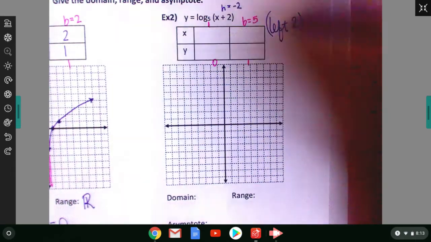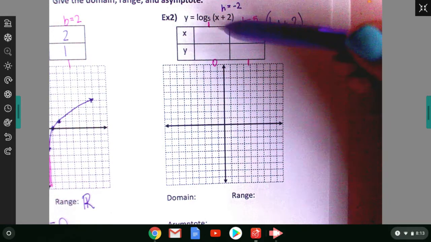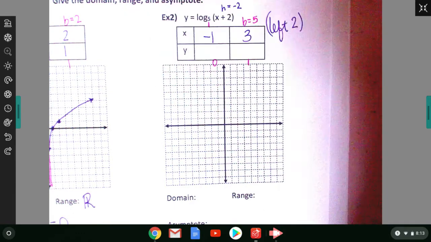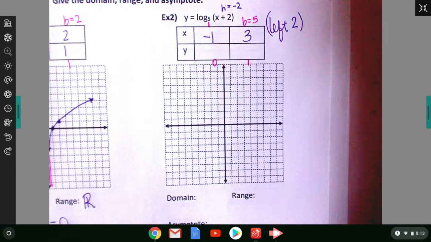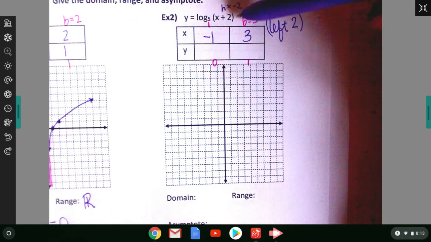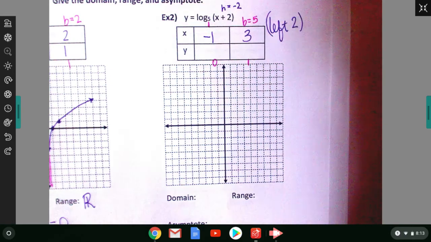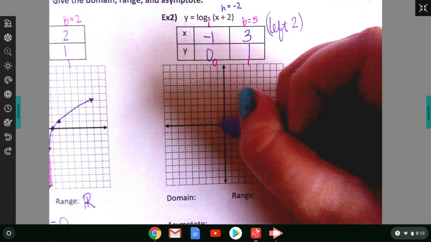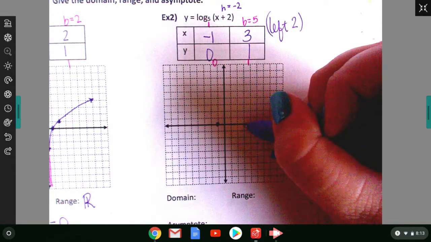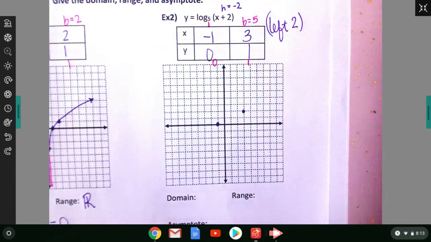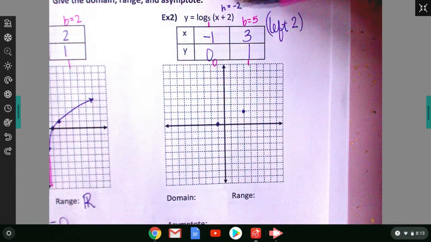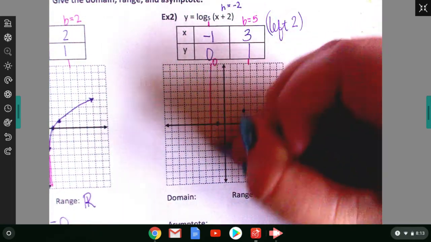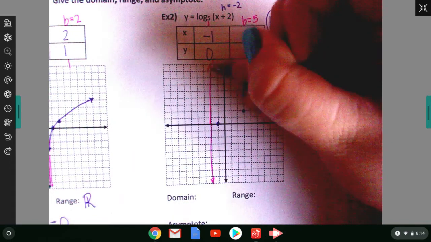So let's show that by moving my x's left. So 1 left 2 is negative 1. 5 left 2 is 3. 0 and 1, those y values, because there's no k, there's no a, they're not getting affected, so they're going to stay 0 and 1. So I've got a point at negative 1, 0, and at 3, 1. And then because my h is negative 2, that's where my asymptote will lie. If you have a pencil and don't have two colors, I suggest trying the asymptote in a dashed line.